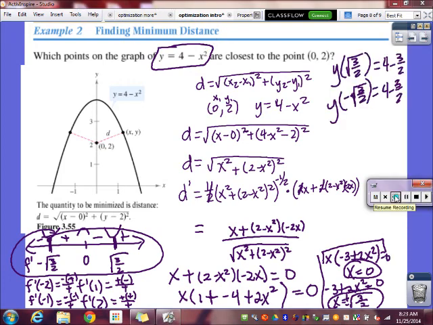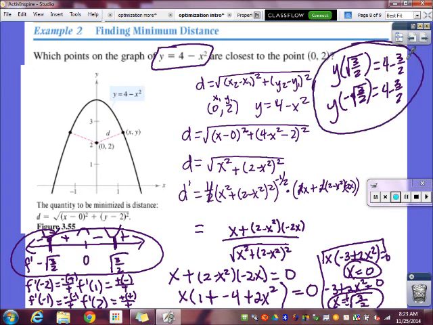As discussed in class, you can leave it written just like this. You don't actually have to get the numeric value for 4 minus 3/2. So there would be the 2 points that are closest to the point (0, 2) on the curve y equals 4 minus x squared.